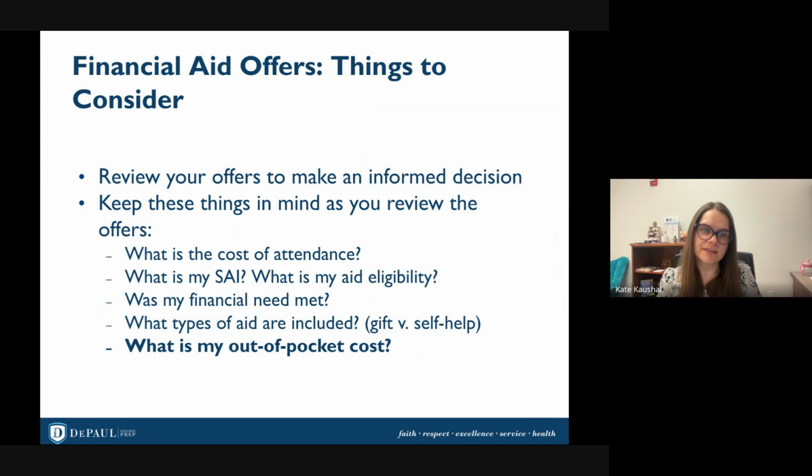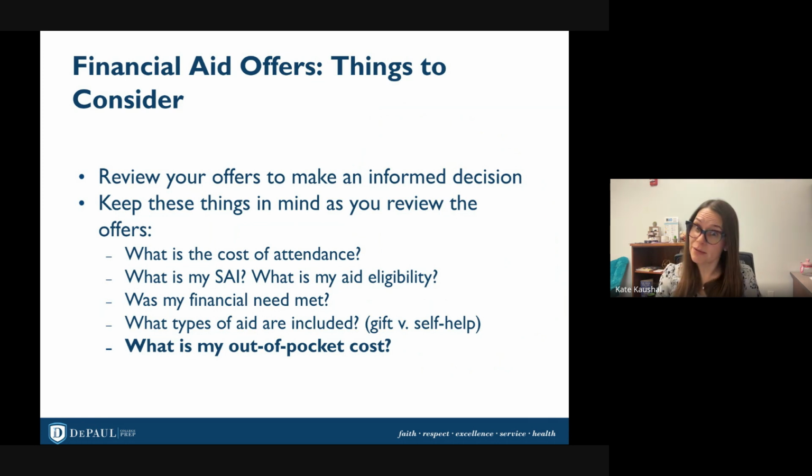These are some things to keep in mind as you review these offers, and we're about to look at some, which is exciting. You want to know, what is the cost of attendance? What is your student aid index and aid eligibility? Will you qualify for any need-based aid? And if not, will you qualify for scholarships? Any academic money that maybe didn't get offered to you that you could catch? Was the financial need met?